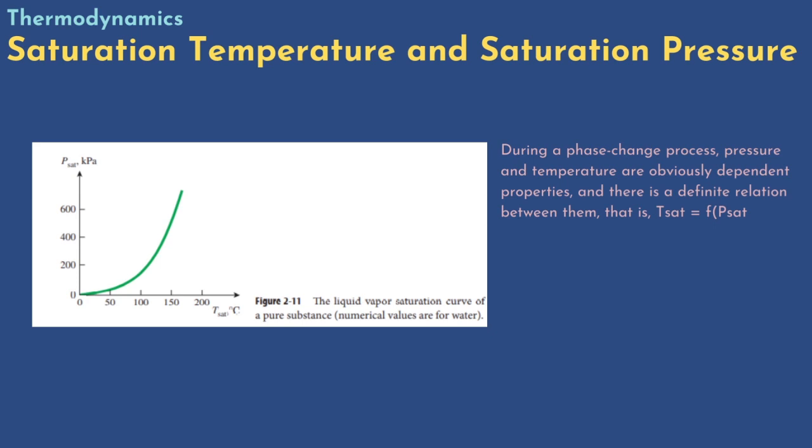A plot of saturation temperature versus saturation pressure, such as the one given for water in the figure, is called a liquid-vapor saturation curve. A curve of this kind is characteristic of all pure substances. The figure here shows that the saturation temperature increases with the saturation pressure. Thus, a substance at a higher pressure boils at higher temperatures.